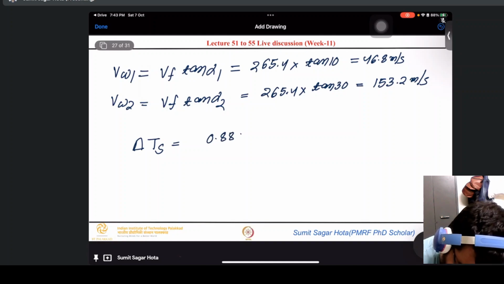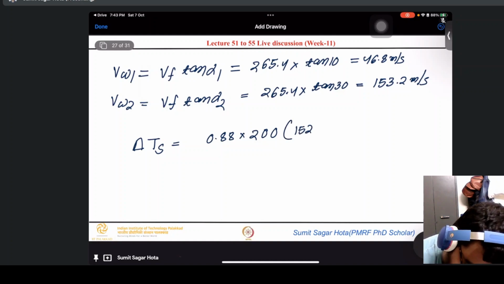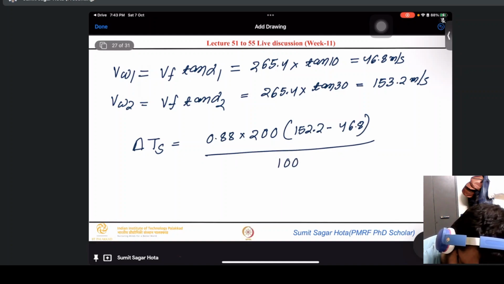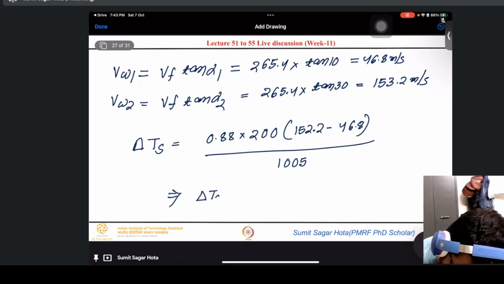0.88 into 200, into 152.2 minus 46.8, divided by Cp, which is here 1005. Okay. Delta T is 18.635 degrees Celsius.